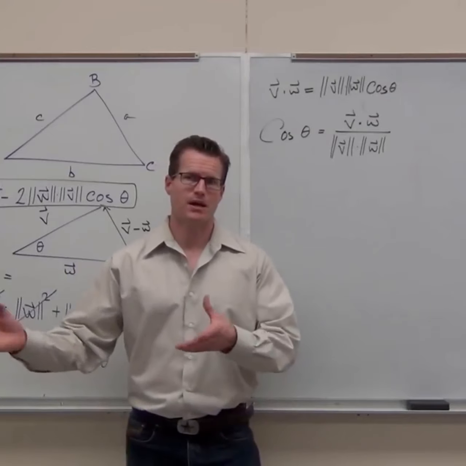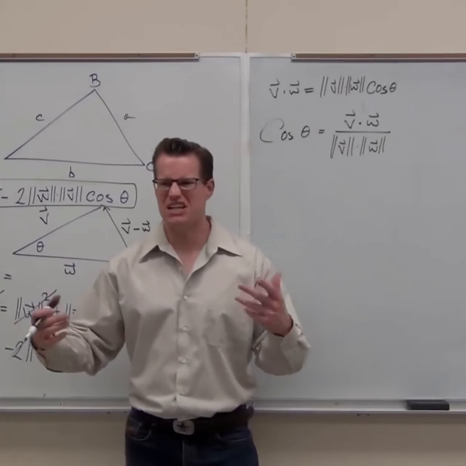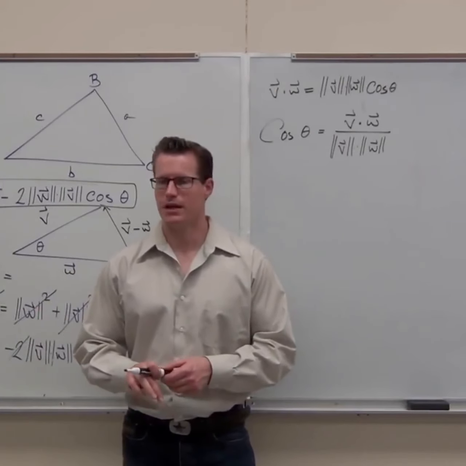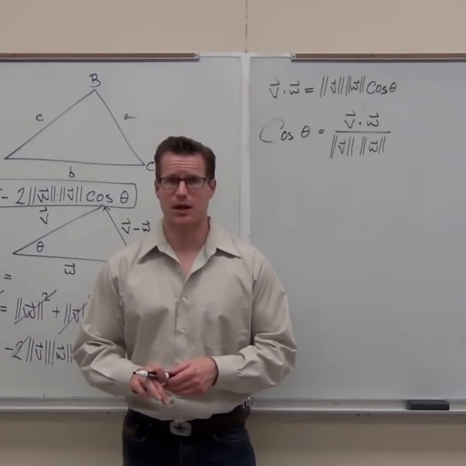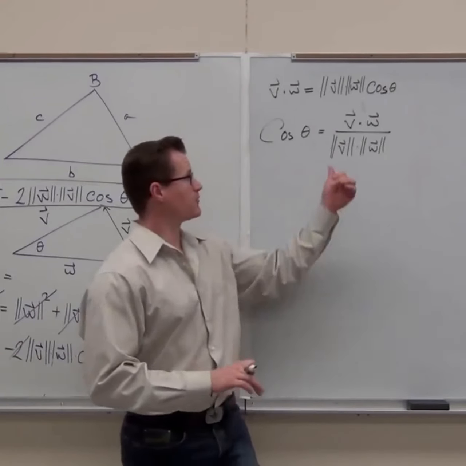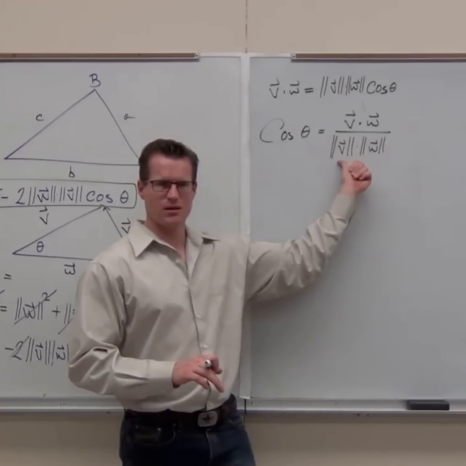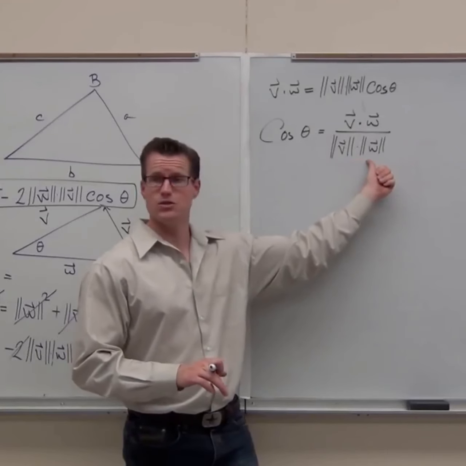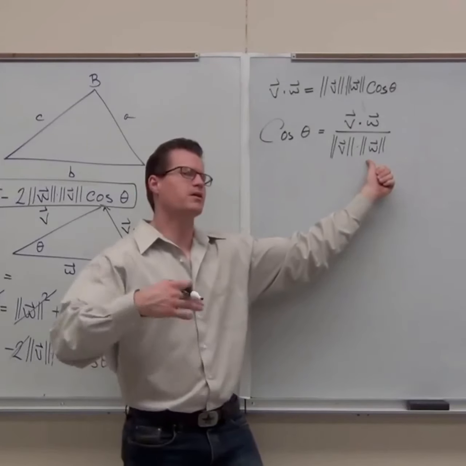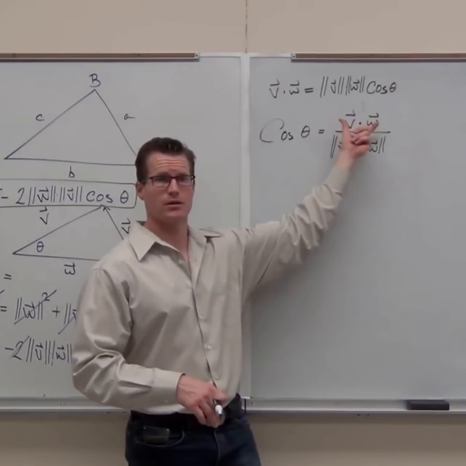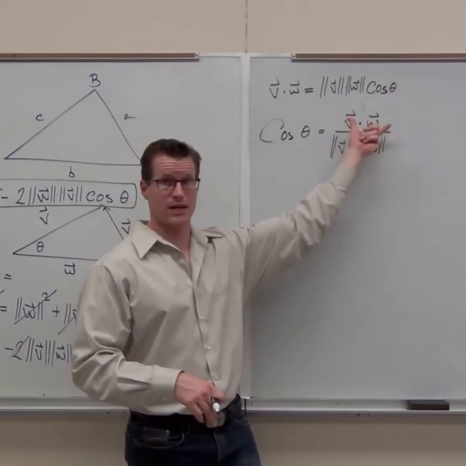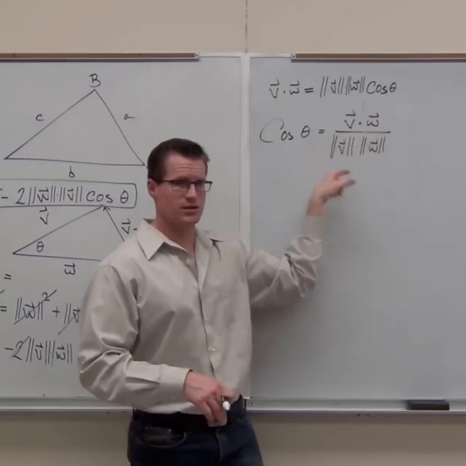So let's say I give you V and W, or A and B, or any two vectors in the world. Could you find the angle between those two vectors? Absolutely. That's pretty easy. You know how to find, what's that mean? Scalar, right? Magnitude. This one's a magnitude. Do you know how to find magnitudes? You better at this point. Do you know how to find a dot product? Yes. Scalar, scalar, scalar, scalar, scalar.